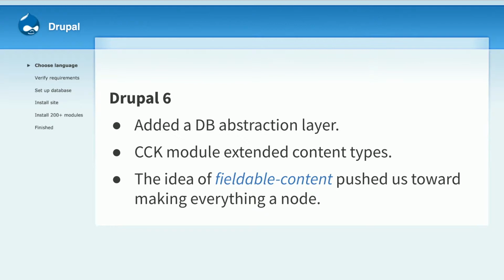This whole idea of having fieldable content was pushing us towards making everything a node. So our public content, like our pages, our blog posts, our news stories, those were nodes. The user profiles, they were definitely nodes. The media assets, images, videos, were often created as content types. And this created a lot of confusing problems. It was node abuse.